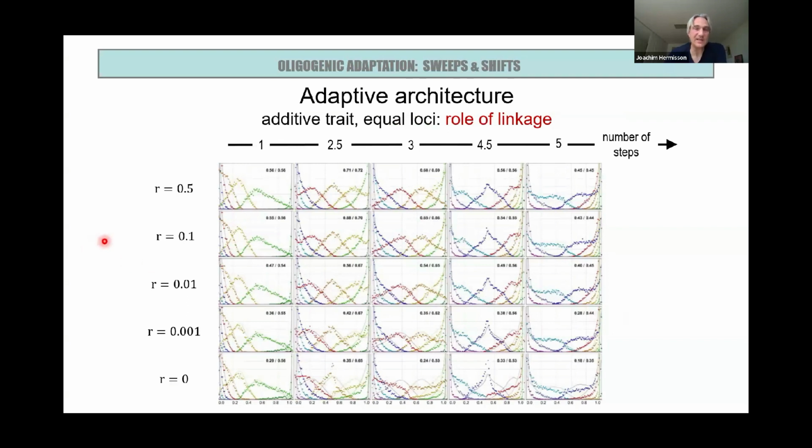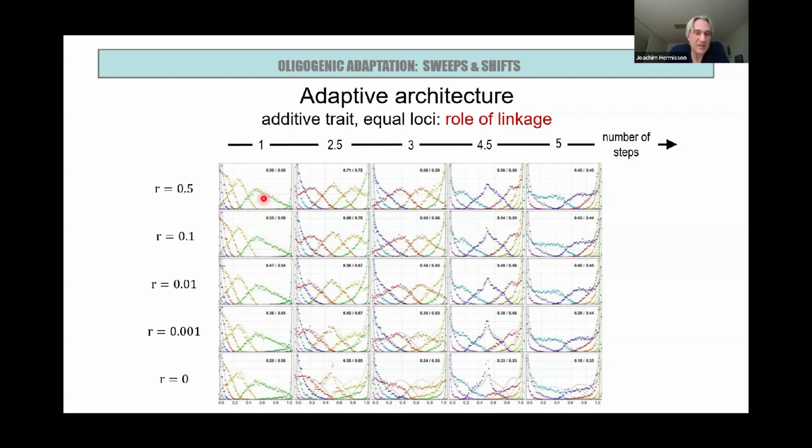And maybe as a final slide for this equal locus case, just say, so far in our theory we have assumed, and also in simulations we have assumed, unlinked loci. What happens if we include linkage? We see this here, and these are just genetic architectures, all for this interesting case of theta equals 1, for one step and for further steps towards the new optimum, mutational steps.